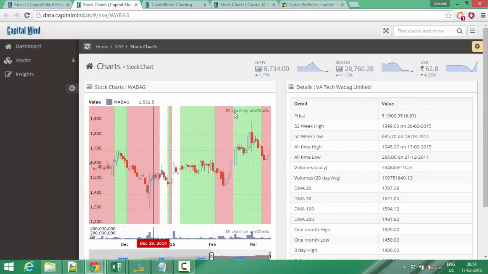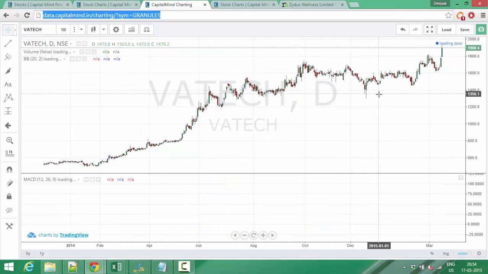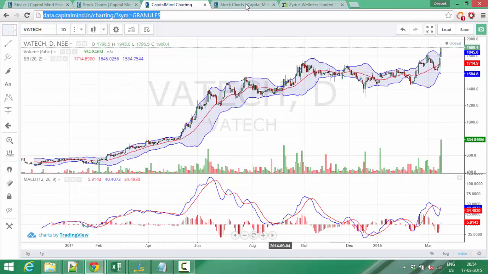What we're also going to see is Capital Mind charting, where we can see VA Tech Wabag. This is a technical chart with Bollinger Bands and a MACD. You can see MACD turning bullish here at the bottom, and we've got VA Tech Wabag just crossing into a breakout zone. So we've got a very interesting chart over here.